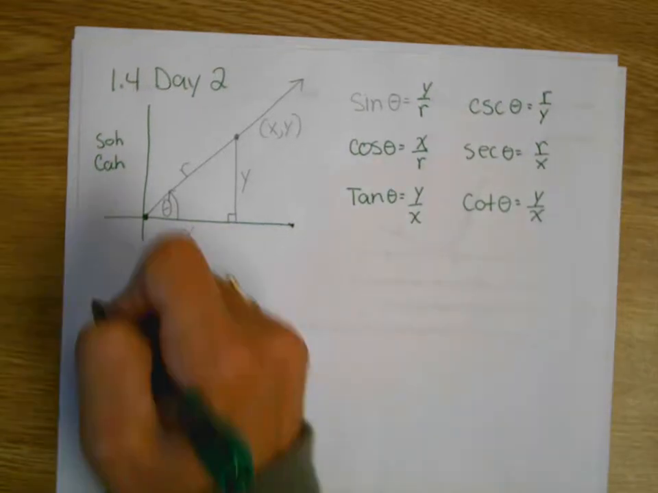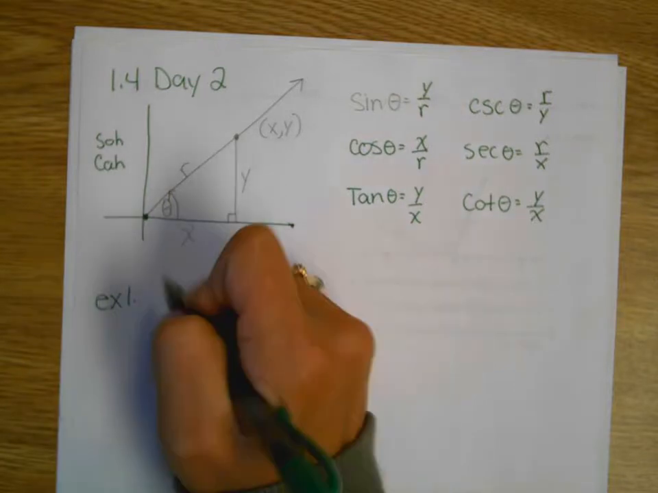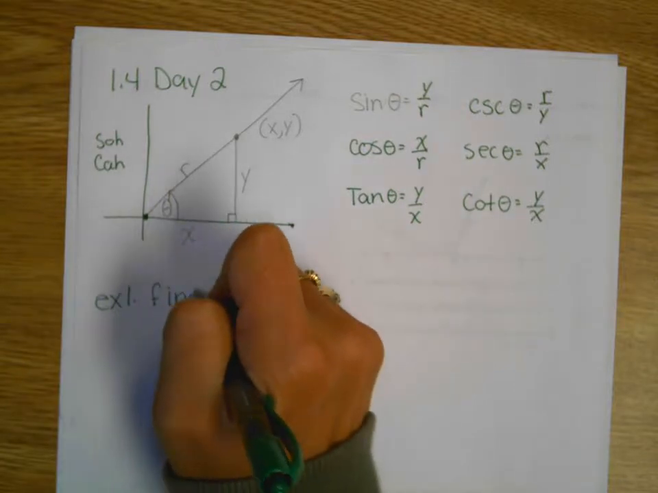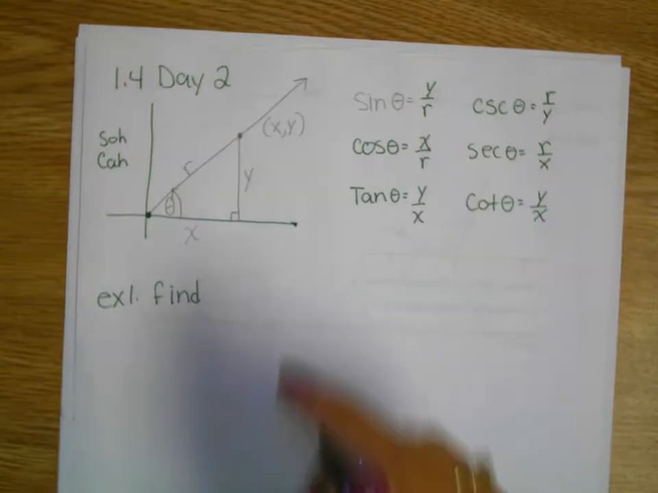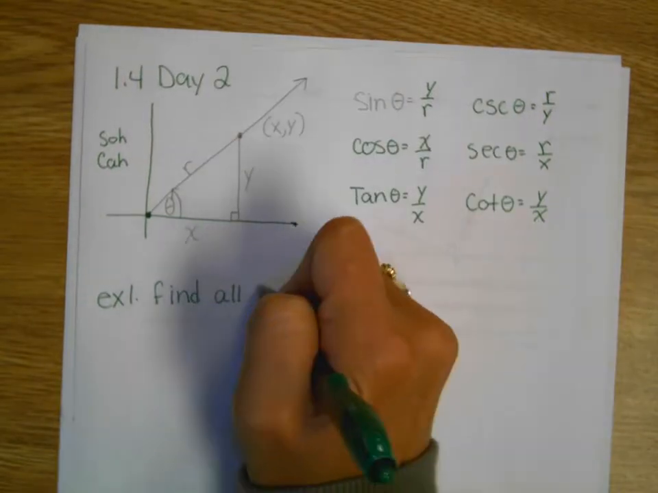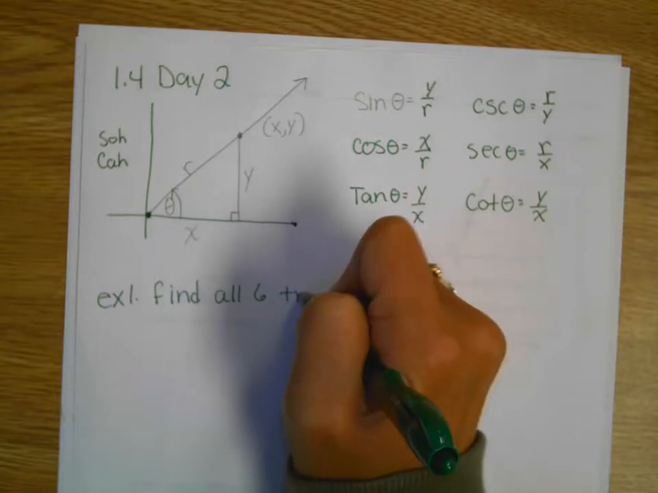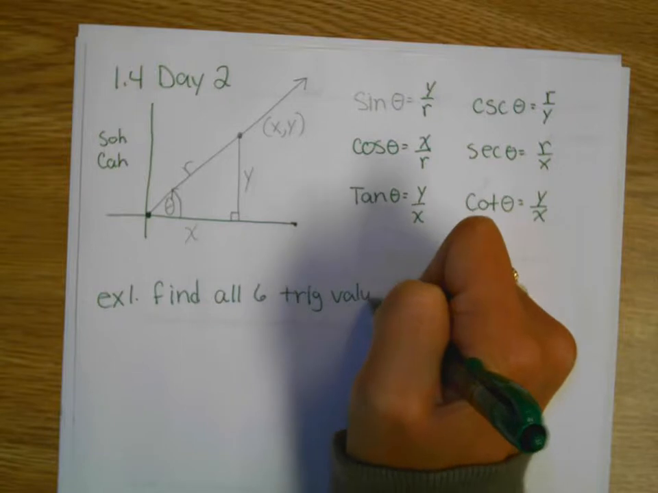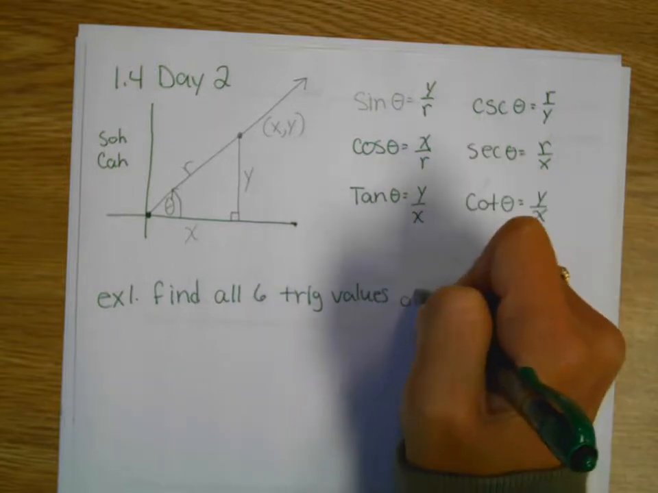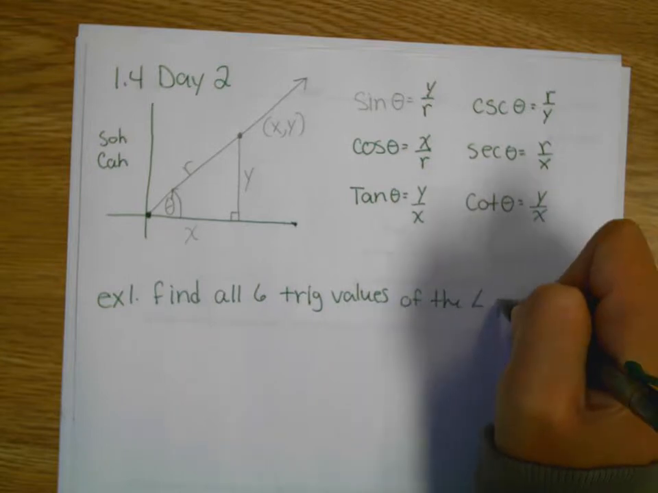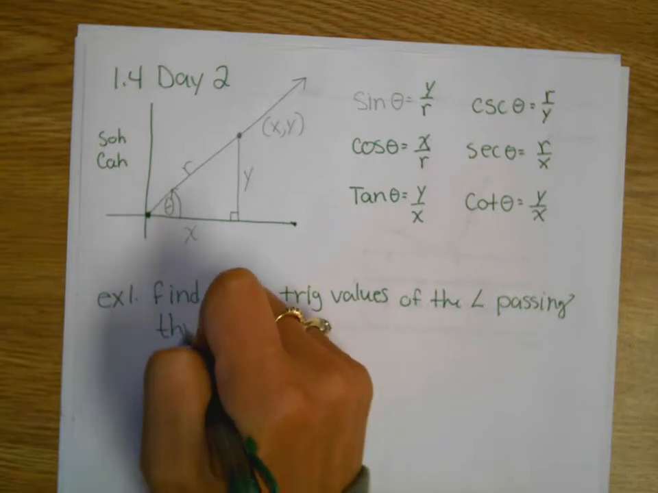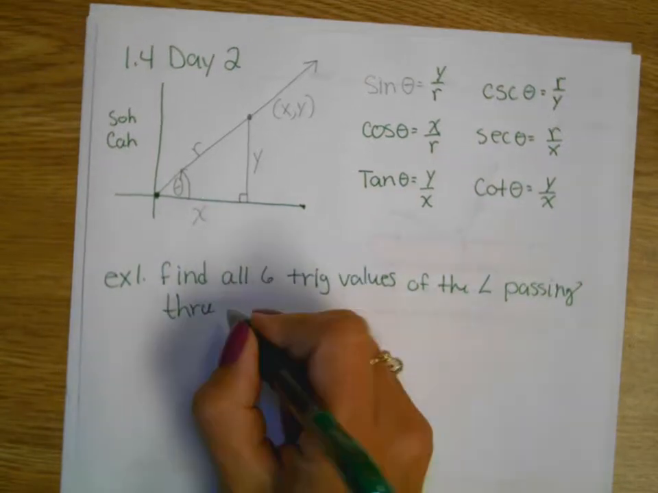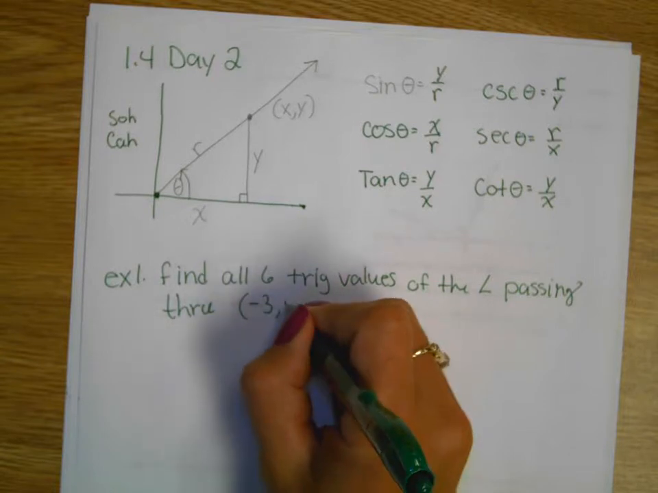Okay, so we're going to spend a lot of time on these 6 trig functions so that the rest of the book we actually do some applications. Why do we learn all this stuff? You're going to see it, but we're just going to practice the heck out of getting these ratios down pat. So find all 6 trig values for the angle passing through -3, 4.